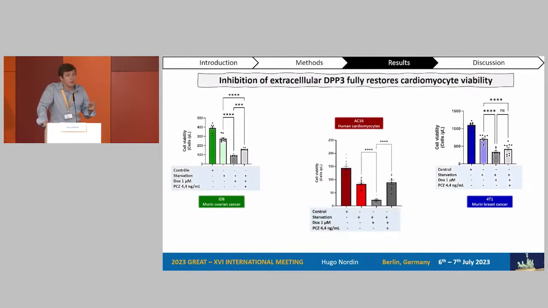Secondly, when we inhibited the DPP3 extracellularly with our antibody procizumab, we fully restored the human cardiomyocyte viability after 24 hours when submitted to stress by doxorubicin. We didn't restore any viability on the breast cancer cells. We did slightly restore murine ovarian cancer cell viability, but not as fully as human cardiomyocytes.